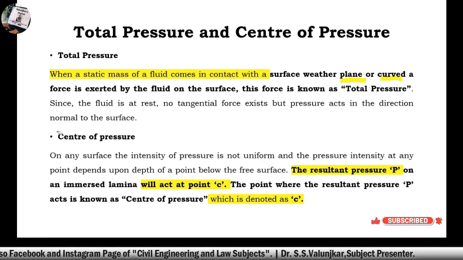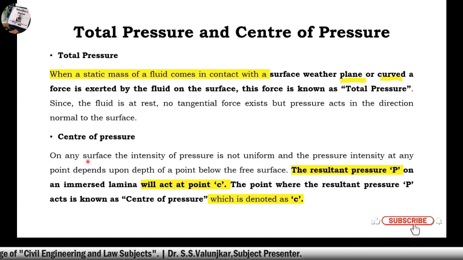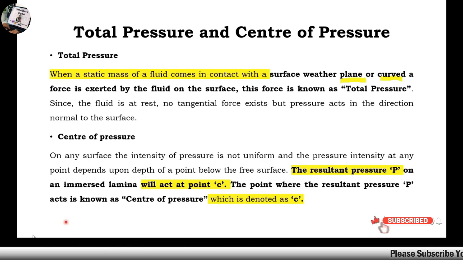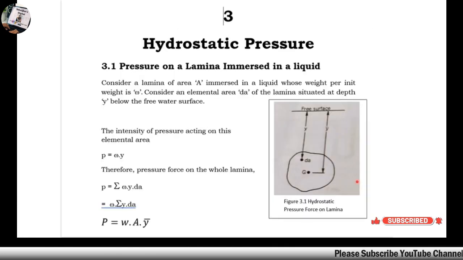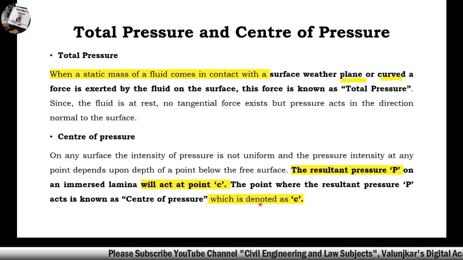So the next definition is the center of pressure. On any surface, the intensity of pressure is not uniform. The pressure intensity at any point depends upon the depth of the point below the free surface. The resultant pressure P on the immersed lamina will act at some point C, let us say this is point C here, below the free water surface. So this point where the resultant pressure P acts is known as the center of pressure, which is denoted as C.